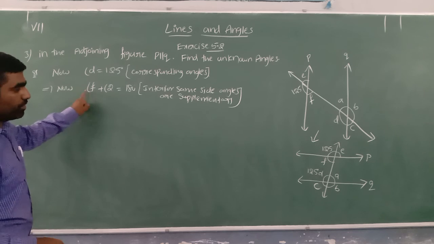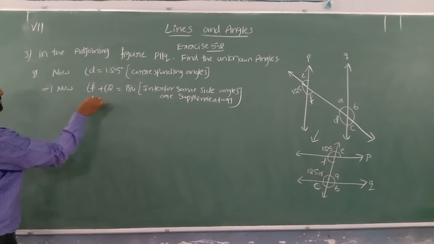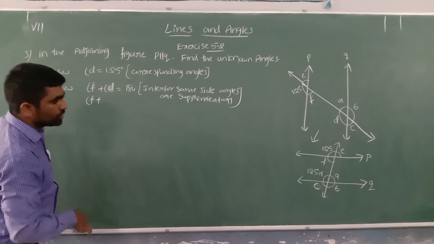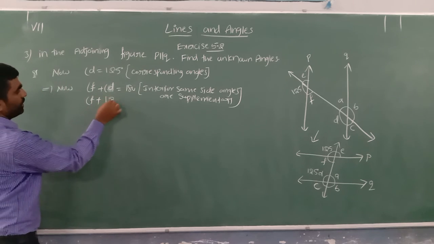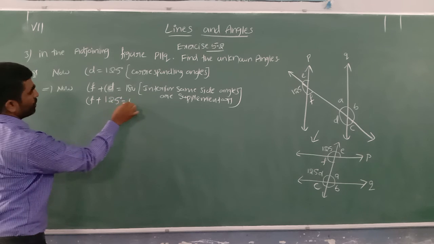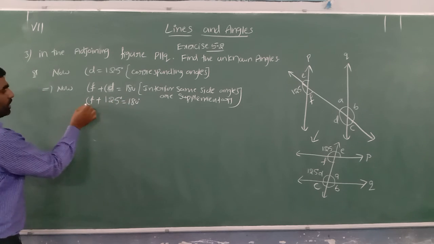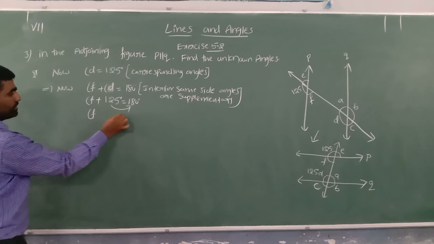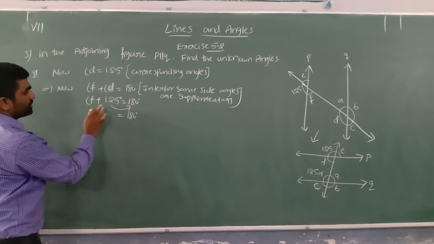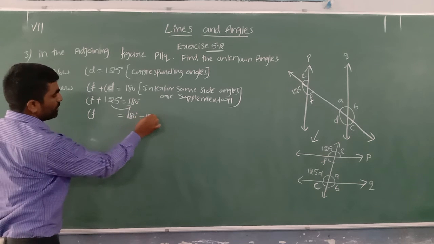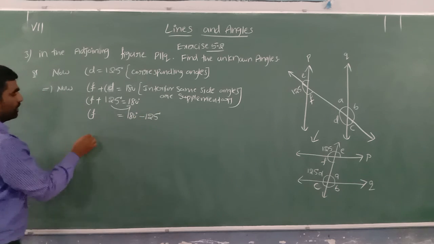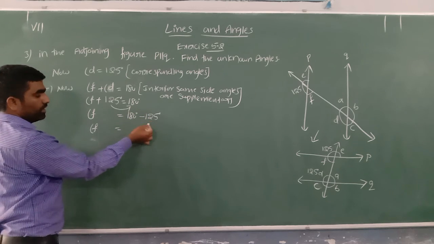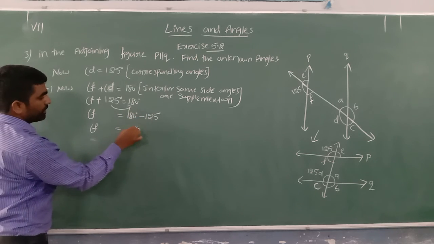What is angle F? We don't know. Angle F plus angle D. Angle D is 125 degrees. So angle F plus 125 is equal to 180. Transposing, angle F is equal to 180 minus 125, which is 55 degrees.